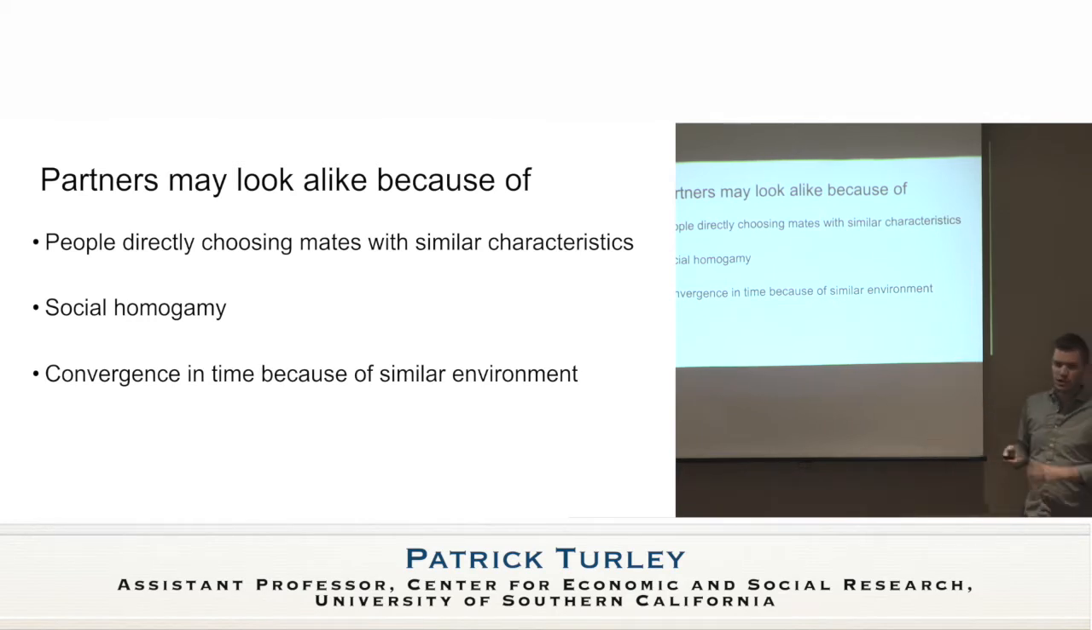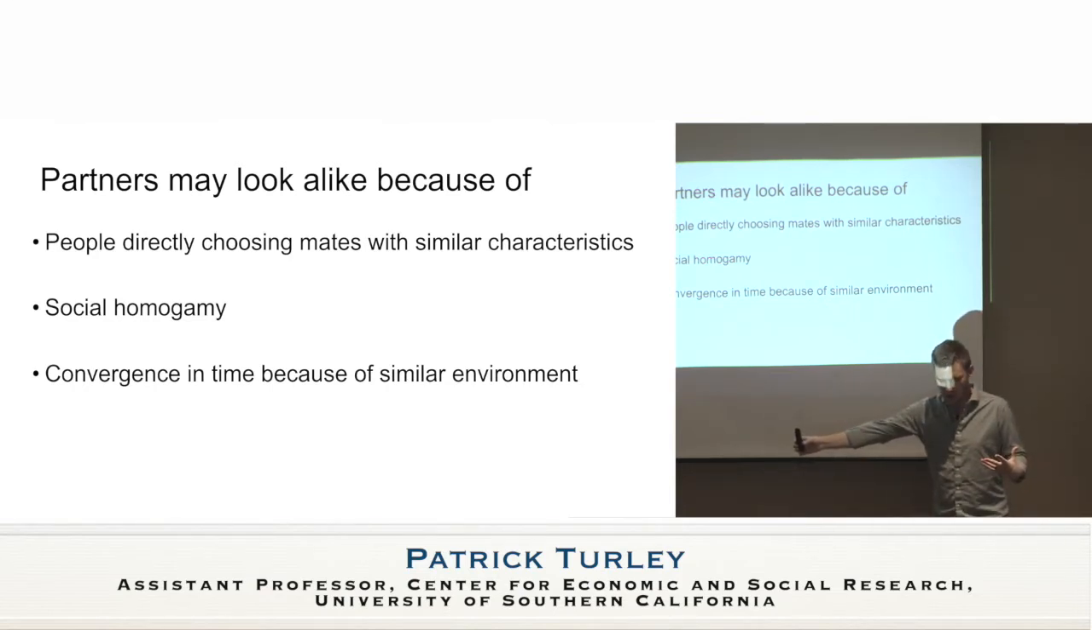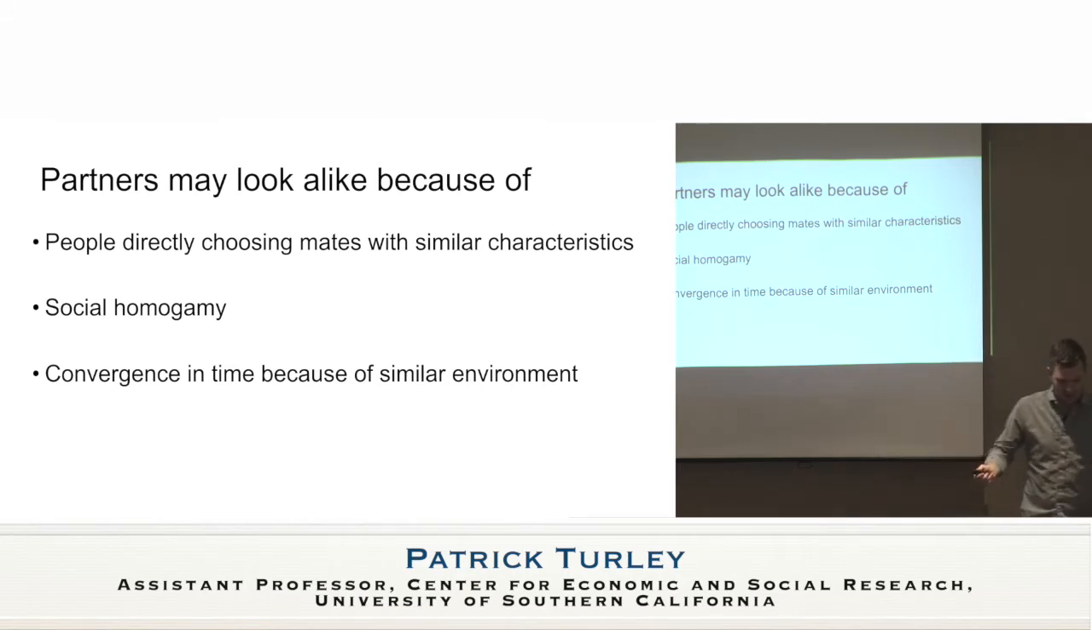Another is social homogamy. So it might not be that people are purposefully choosing to mate with people who are similar to them, but it might be that they just find themselves in situations where people are similar to them. So for example, if you tend to meet your spouse in college, then you might see some assortative mating on education just because you're surrounded by people who are also in college and therefore who are more similar to you phenotypically and things like that. So this is the idea of social homogamy.